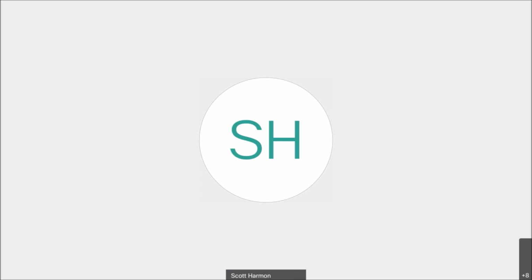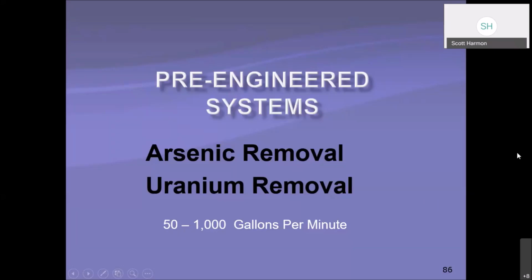So, bring my deck back up. All right, so talk a little bit about some pre-engineered systems. Again, could be used for either arsenic or uranium removal. And these different systems range in size. The ones we're particularly going to look at range from 50 gallons per minute to 1,000 gallons per minute. Skid-based things that can be easily brought in and set up at a facility.